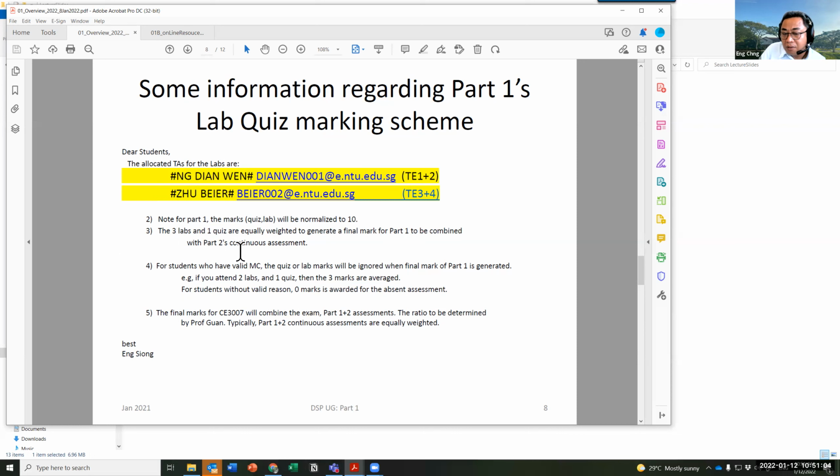Now, if you did not go for the quiz, as you know by now, you have to get a valid MC, otherwise you get 0. All right. Now, if you have a valid MC, then we would normalize the marks from those that you have attended for the missing marks, missing assessment.